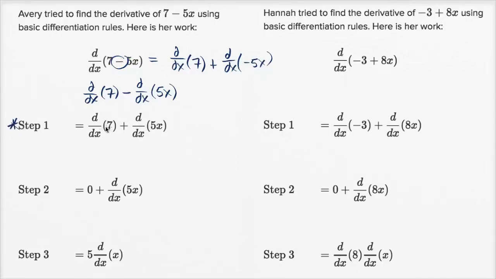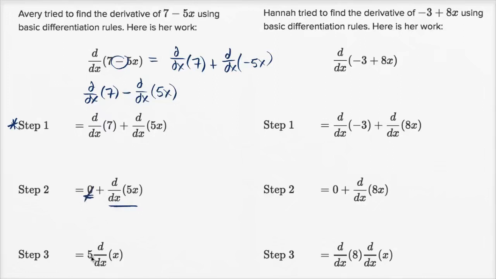Now, if you just follow her logic after step 1, let's see if she makes any more mistakes. So she takes the derivative of a constant. So a constant isn't going to change with respect to x. So that makes sense that that derivative is 0. And so we still have the derivative of 5x. And remember, it should have been negative 5x or minus the derivative of 5x. And let's see what she does here.